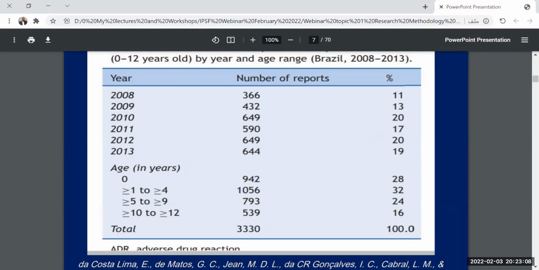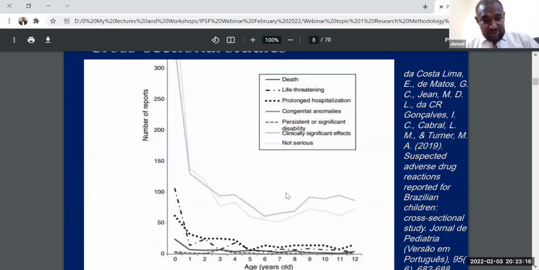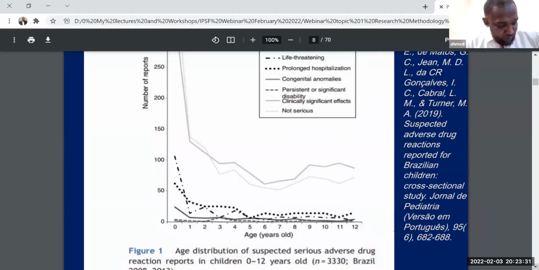This is the same study, the first study, and here data is presented graphically using line graphs. Normally, line graphs are used to reflect a pattern of data or pattern of observation over a period of time, or to show differences between groups, different rates of something. So it is good to use line graphs.